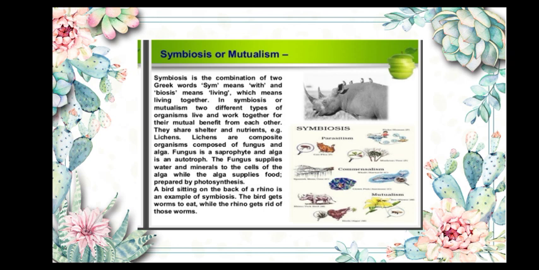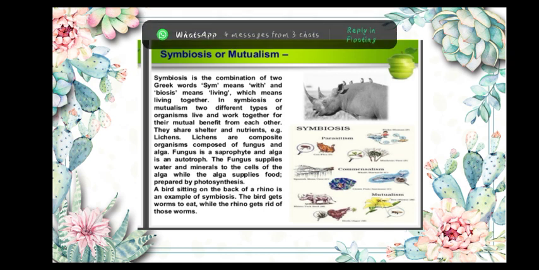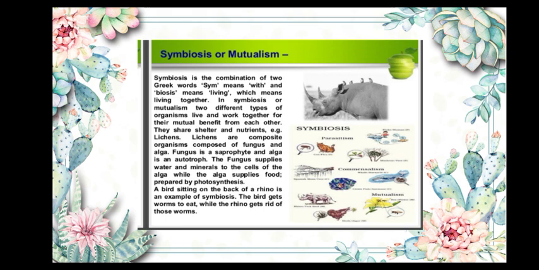Symbiosis is a combination of two Greek words. Sym means with and biosis means living, which means living together. You can say that any process which takes place while living together is a process of symbiosis. In symbiosis or mutualism, two different types of organisms live and work together for mutual benefit from each other.